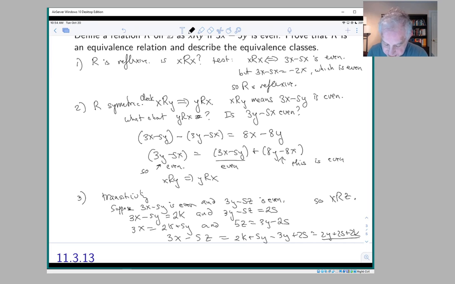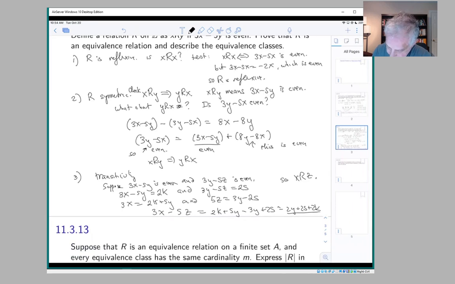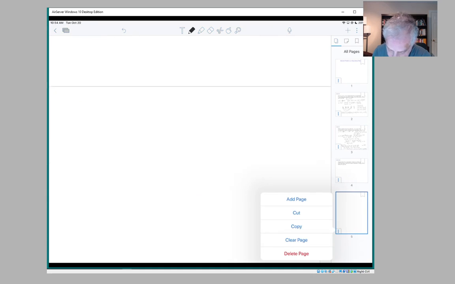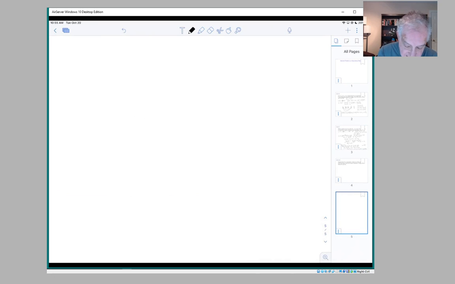Now, the other part is to describe the equivalence classes. And for that, we're going to need another piece of paper. So let me go down here to the bottom and add a page. Oh, I have a page. We'll go down here. So we have this equivalence relation, which says that x is related to y provided that 3x minus 5y is even, and we want to know what the equivalence classes are.